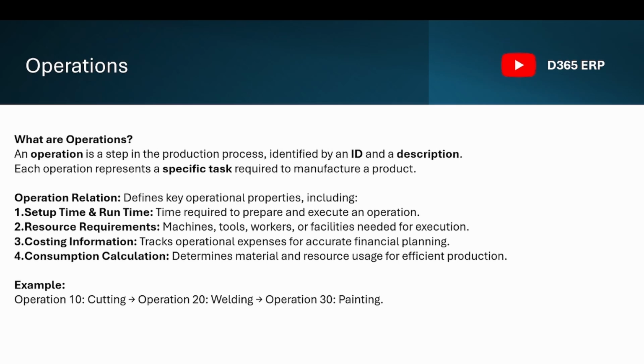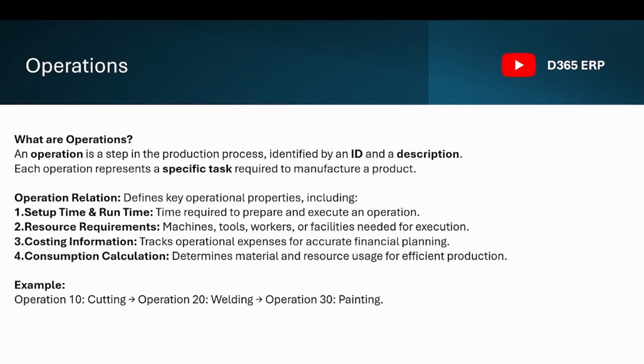Next is the operation relation. In the operation relation we set up the setup time and run time. We mention the resource requirement. We also mention the costing information and the consumption calculation. In the real-time demonstration you will understand why the operation relation is so important, because all the costing setups and runtime resource requirements are mentioned in the operation relation. As in our previous episode, we are using the example of making a chair.